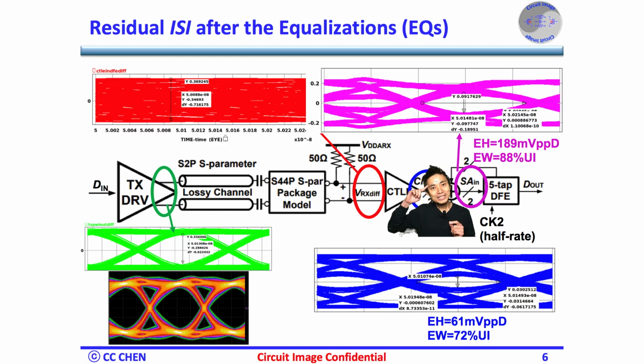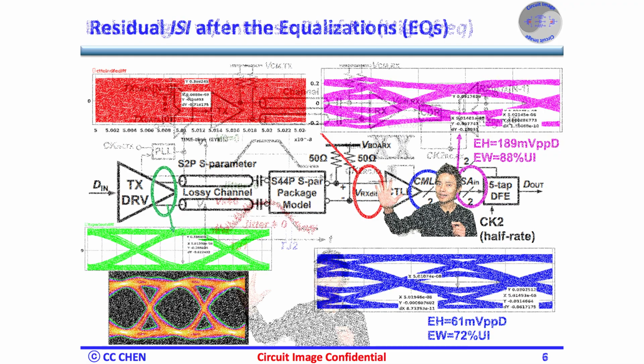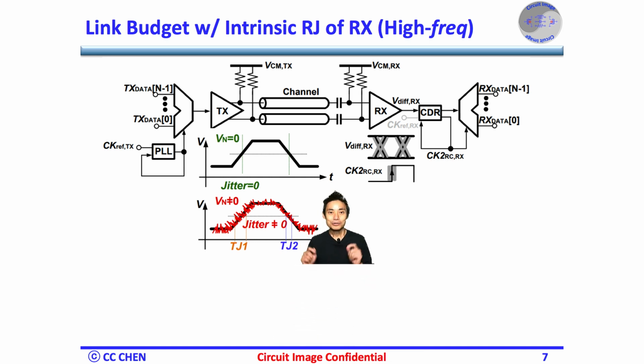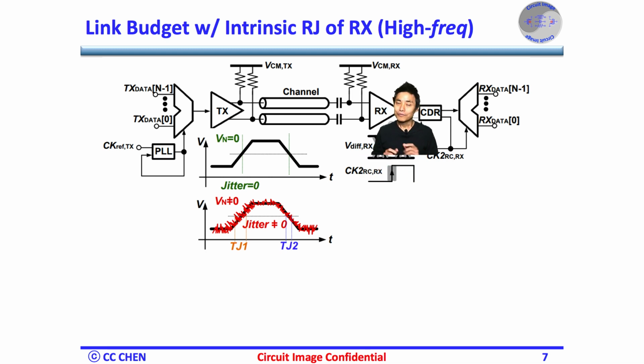Think about the noise images for 5 seconds. Right, we just simply go through all the items we had last time, but focus on the jitter this time. The first one will be the high frequency accumulated RJ of the RX front end CTLE all the way to the sampler or CDR input.